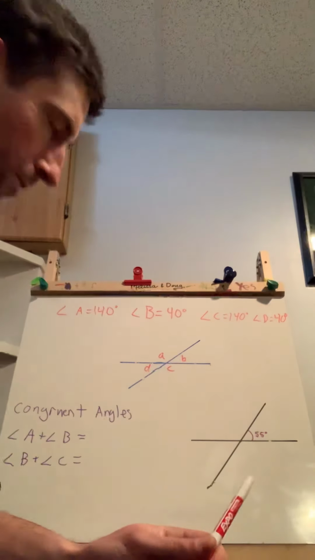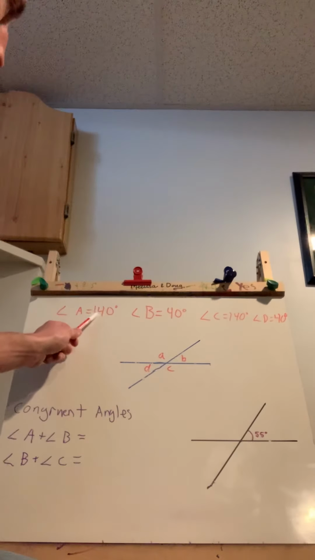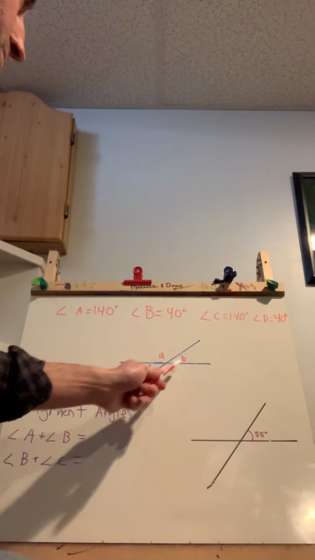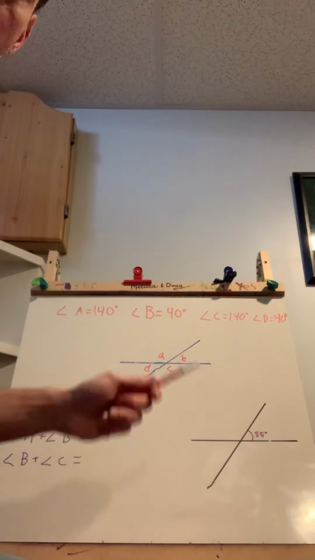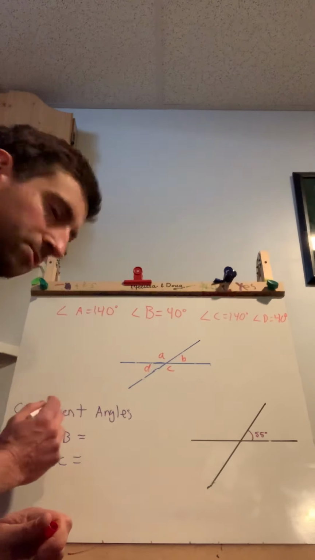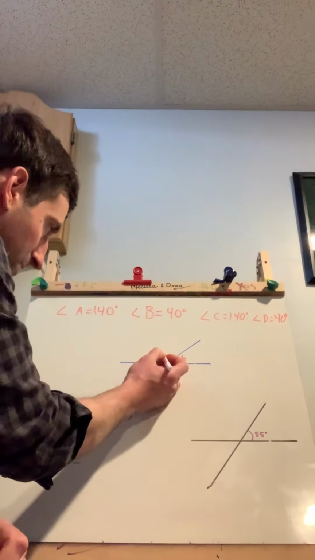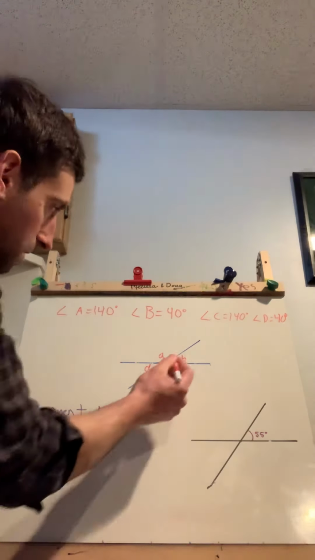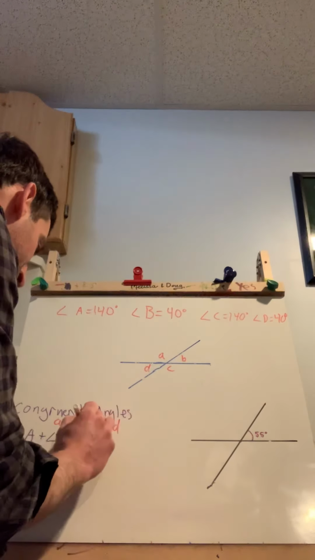All right, guys. So when I measured my angles, I found that angle A was 140 degrees, angle B was 40 degrees, angle C was also 140 degrees, and angle D was 40 degrees. So the first question you answered was, what were the pairs of congruent angles? So in mine, angles A and C were congruent, and also angles B and D were congruent. And you guys should have found that as well.